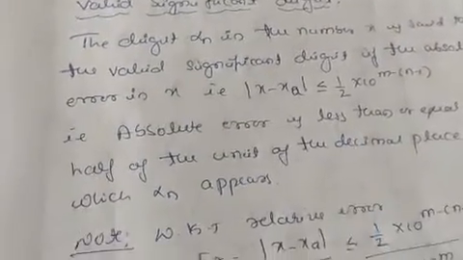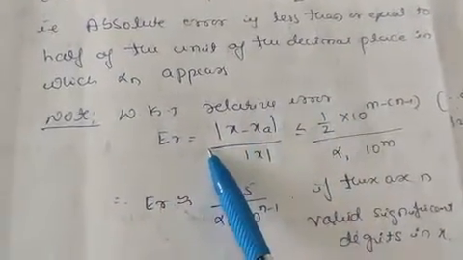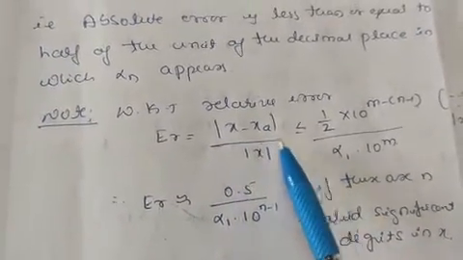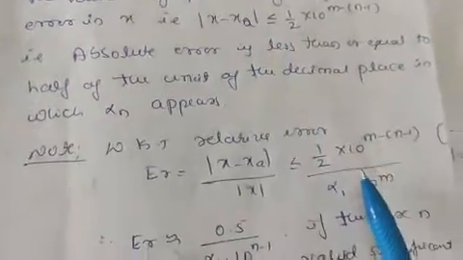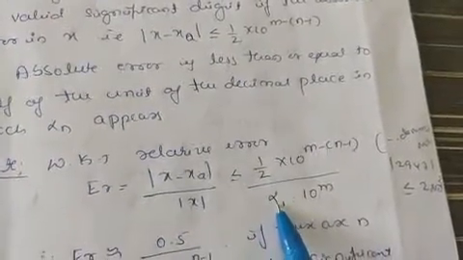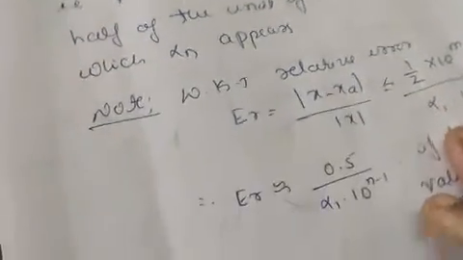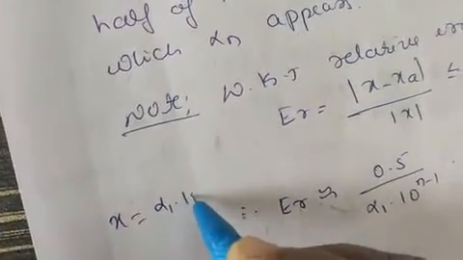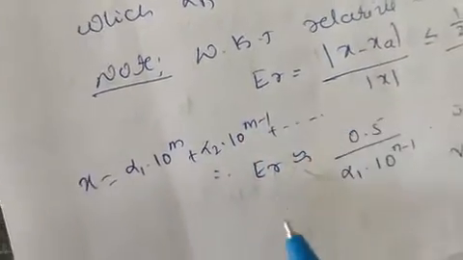Next, let us take one note here. We know that relative error is equal to mod of x minus x dash divided by mod x. In this we have seen that mod of x minus x dash is less than or equal to 1 by 2 into 10 raised to m minus n minus 1, divided by mod x. So this mod x is less than alpha 1 into 10 raised to m, because x is alpha 1 into 10 raised to m plus alpha 2 into 10 raised to m minus 1 plus, etc.